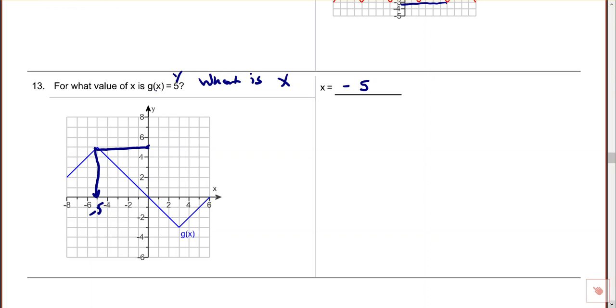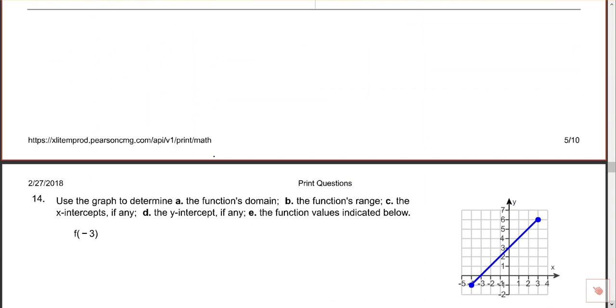So when y is equal to 5, what is the value of x? So that's the difference in between those two.